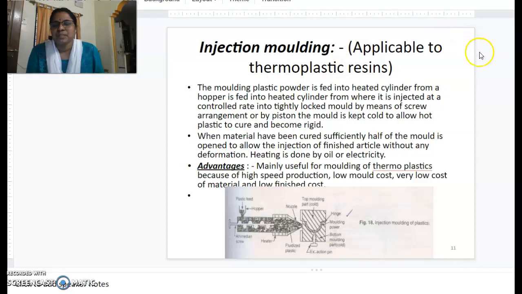A small exercise for you. After listening to this, prepare a list of the various types of articles which can be prepared by compression molding and which can be prepared by injection molding. They can be written as applications, or simply called engineering applications, right?